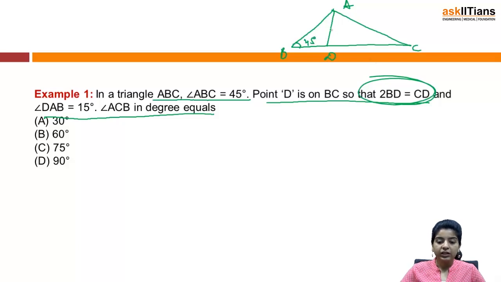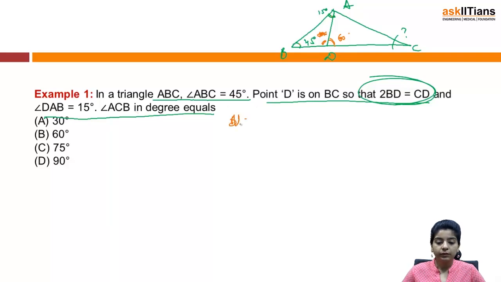2BD is CD, and angle DAB is 15 degrees, so BAD is 15 degrees. Angle ACB is what we are required to find out. First, I need this angle. In this triangle, if I consider 45 degrees plus 15 degrees, we can find this angle, and this will come out to be 120 degrees, and therefore this angle is 60 degrees. Once I found this angle, let us see how we will proceed.